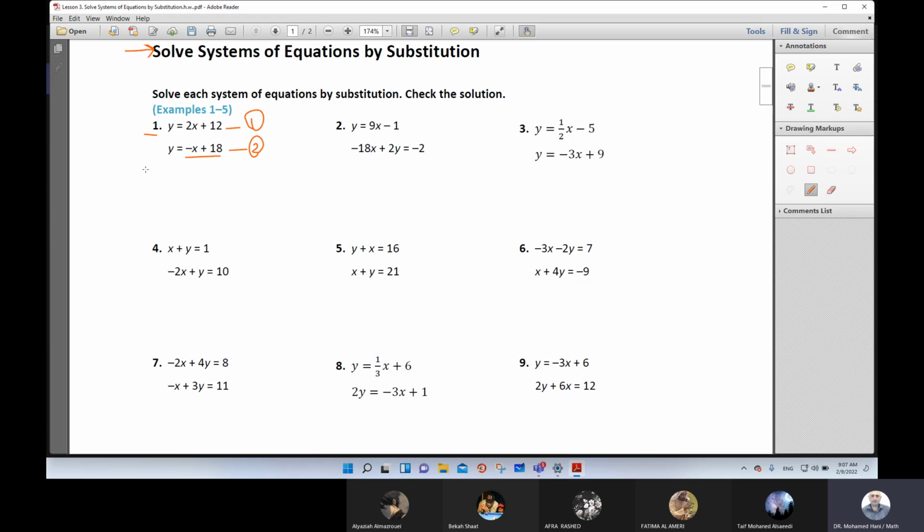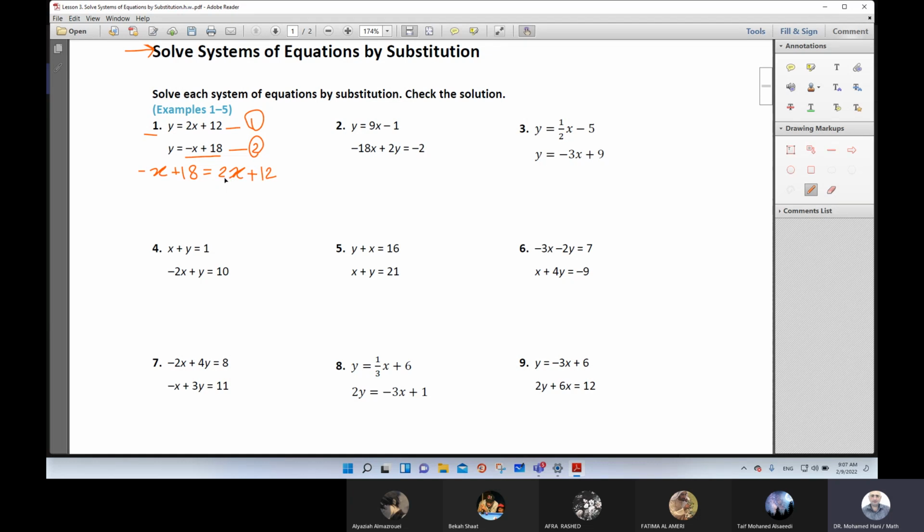So we can write now minus x plus 18 equals 2x plus 12. Then I have here a normal equation. I want to solve this equation. When you want to solve this kind of equation, take the variables to the same side and take the constants to the same side.